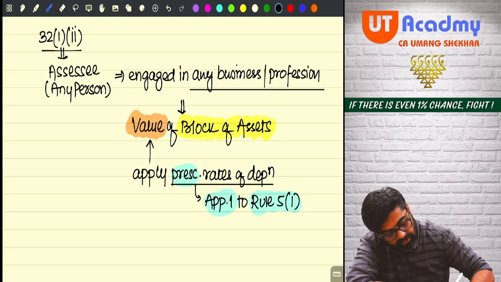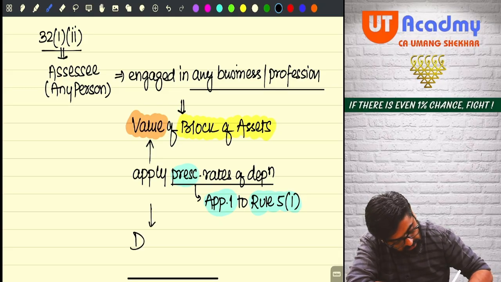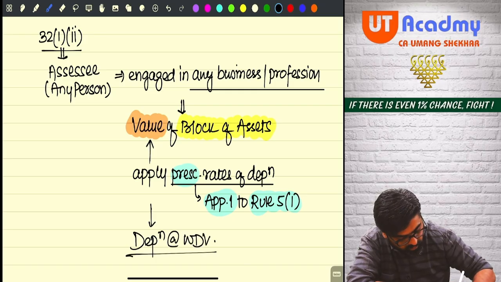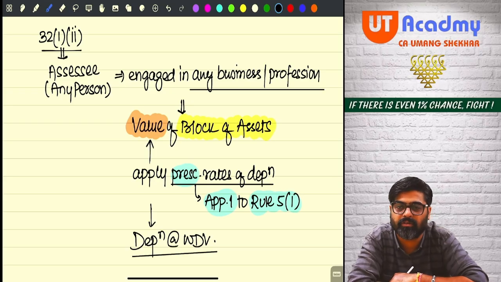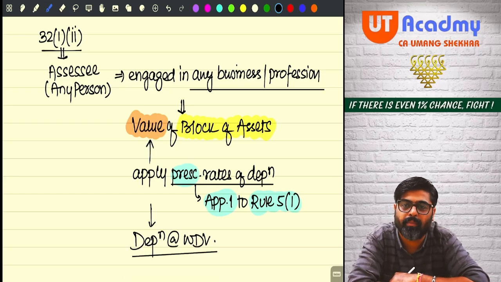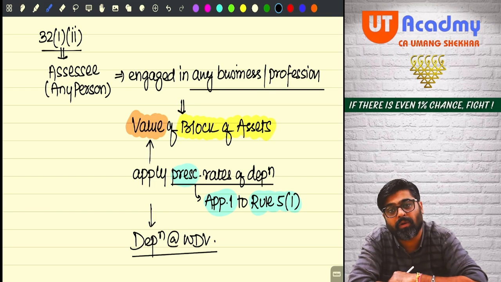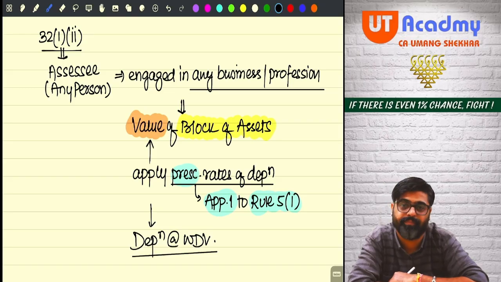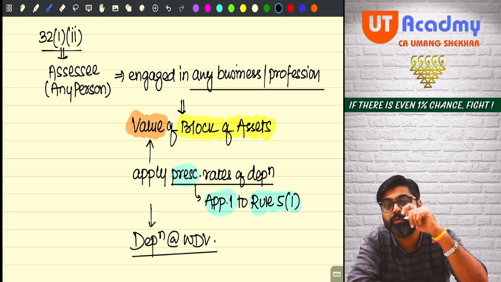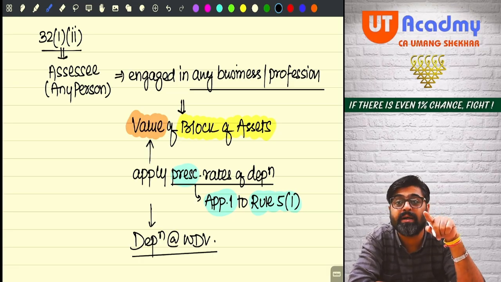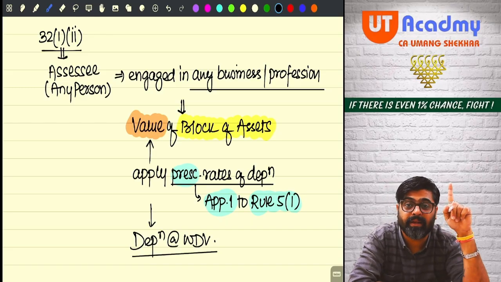By applying these prescribed rates, the depreciation will be calculated and it will be allowed at written down value, WDV basis. Getting my point? Here SLM basis is not allowed, WDV basis. So whatever depreciation you will calculate, that depreciation will be available to you on what basis? WDV basis only. And that depreciation you are going to calculate on the block's value by applying the prescribed rates in Appendix 1 to Rule 5.1.